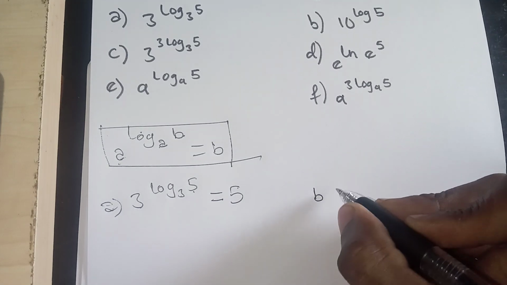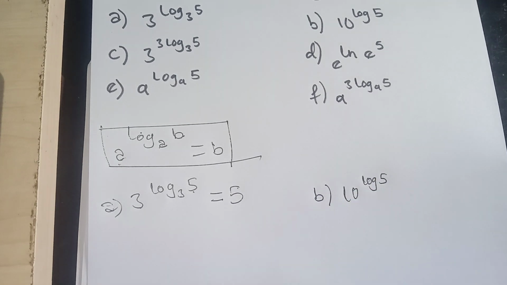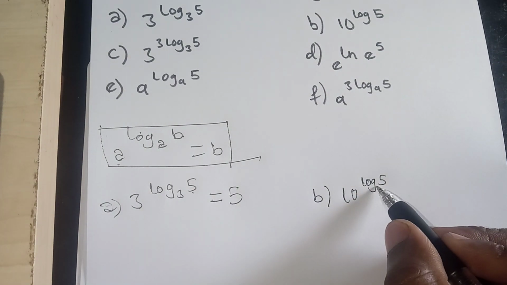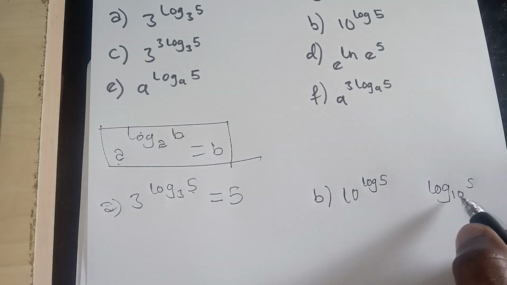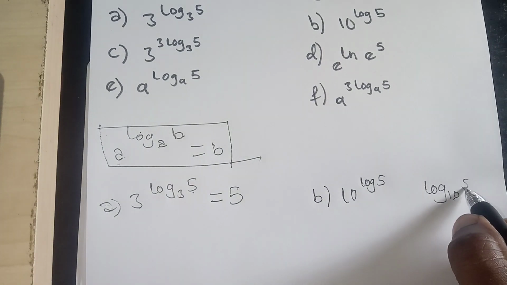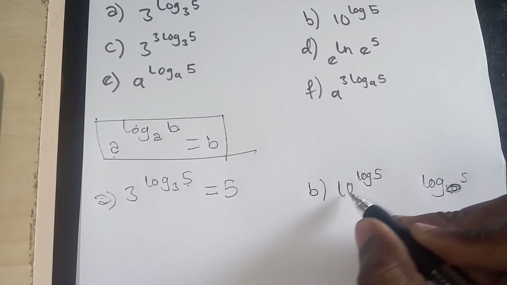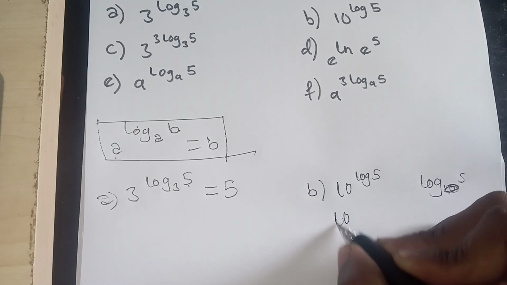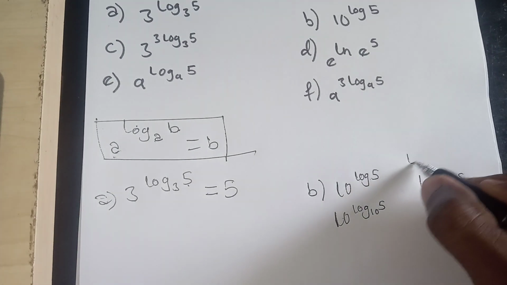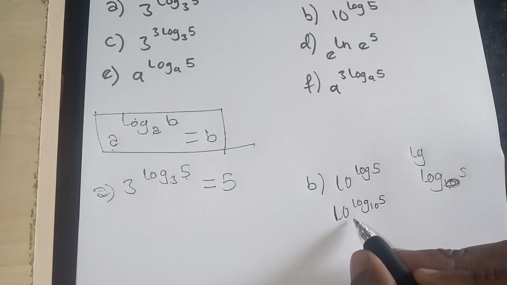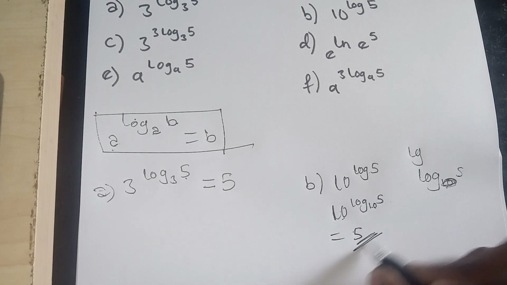And then on part B, we have 10 to the power common log 5. If you can't see your base there, it means your base is 10. So this is like saying 10 to the power log 10 of 5. This one is normally ignored. Let me write it in a way that makes it easier to see. Sometimes this is just written as LG. Since the bases are the same, we can conclude that the answer is 5, and you're done.